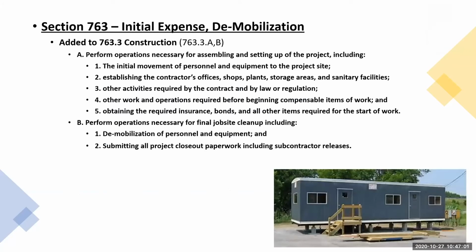For the section 763 initial expense and demob, clarified what operations are necessary for setting up the project and what operations are necessary for job site cleanup and demobbing the project. So, for setting up and assembling the project, initial movement of personnel and equipment to the project site, establishing the contractor's offices, shops, plants, storage areas, and sanitary facilities, other activities required by the contract and by law or regulation, other work and operations required before beginning compensable items of work, and obtaining the required insurance, bonds, and all other items required for the start of work.